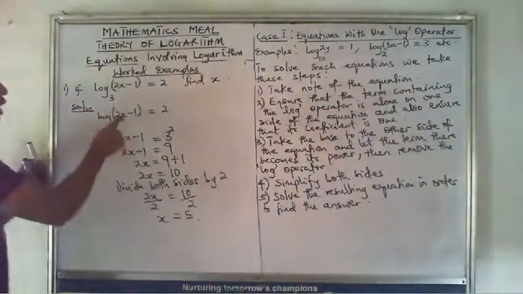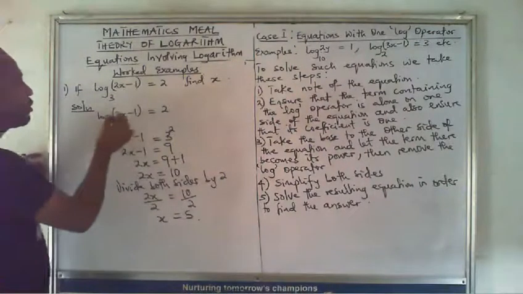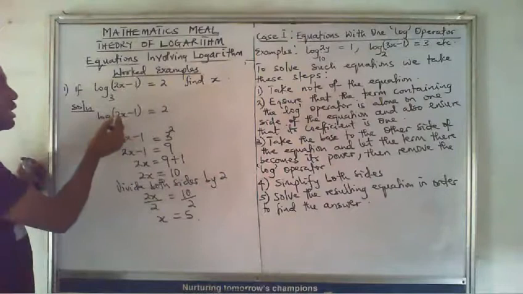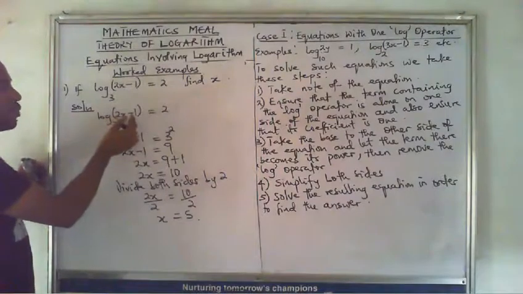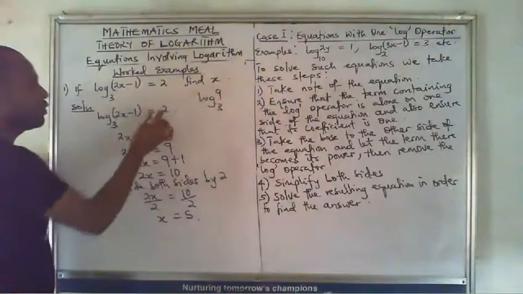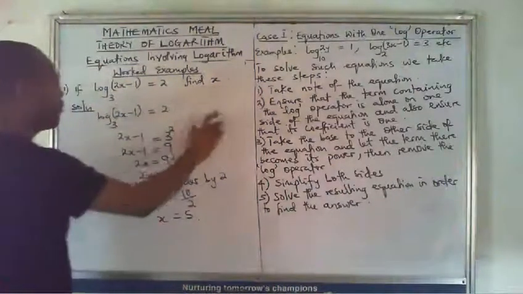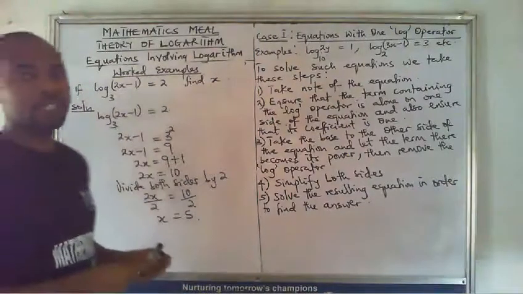And you remember you can always check your equation. If you take this 5 here, 5 times 2 will give us what? 10. So if you substitute 5 here, 5 times 2 is 10. 10 minus 1 is what? 9. So if you say log 9 in base 3, it will give you 2. Remember our simplification of log expressions and terms.